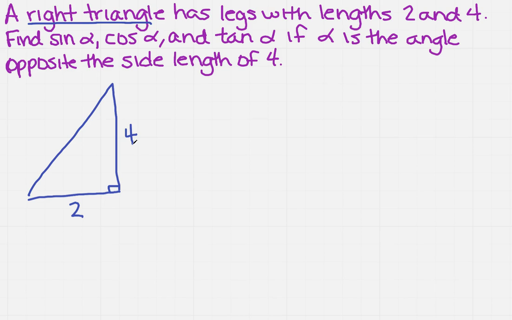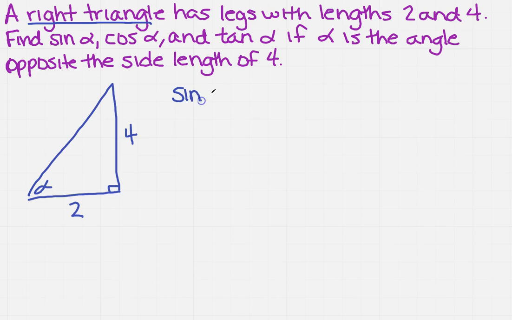And then what does it say? Well, it's got all this gobbledygook, and then it says alpha is the angle opposite the side length of 4. So here's 4. So if I go across opposite, that's going to be alpha. So now I need to find sine alpha, cosine alpha, and tangent alpha. Well, let's write down what those formulas tell us to do.